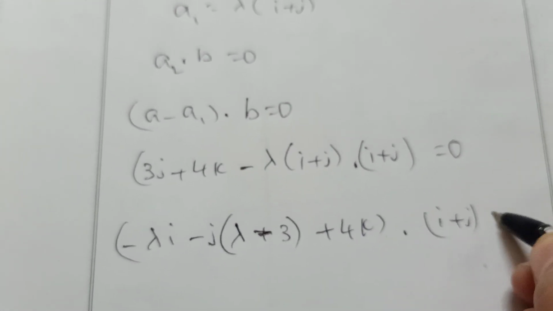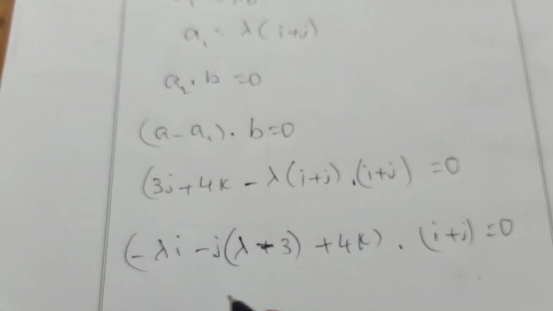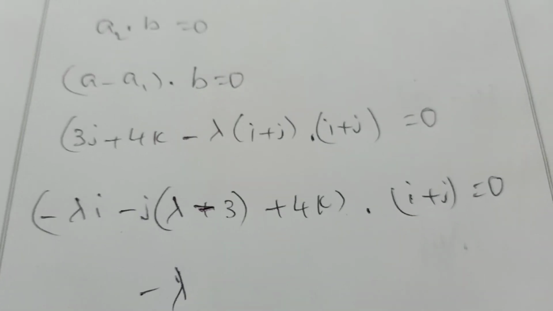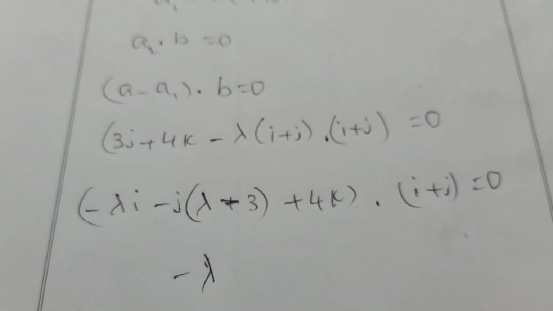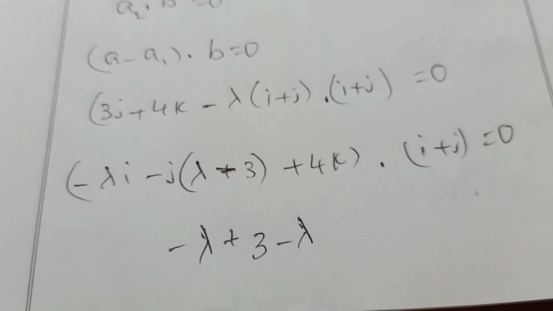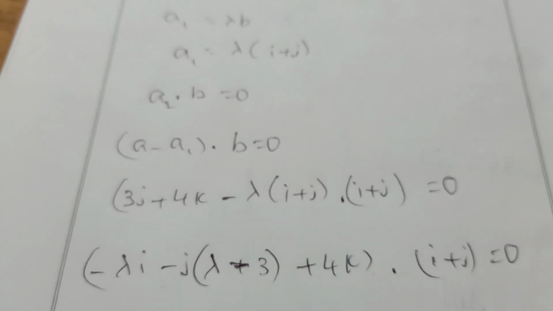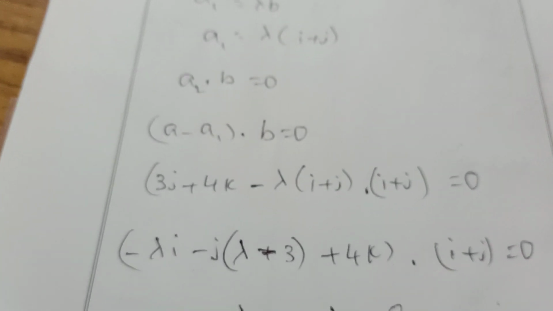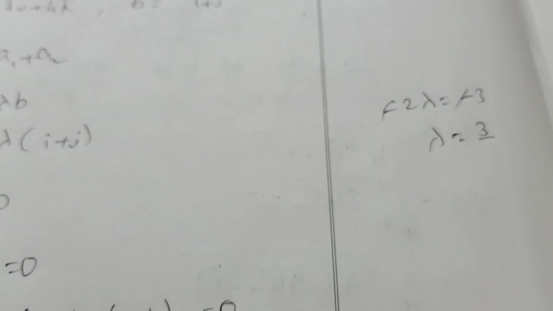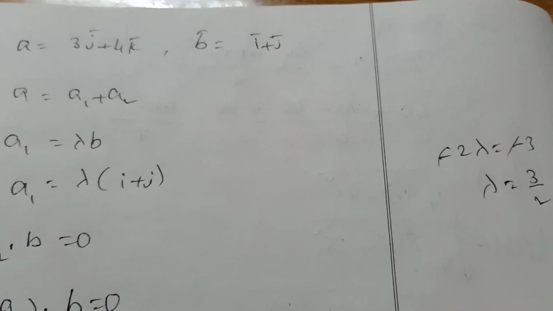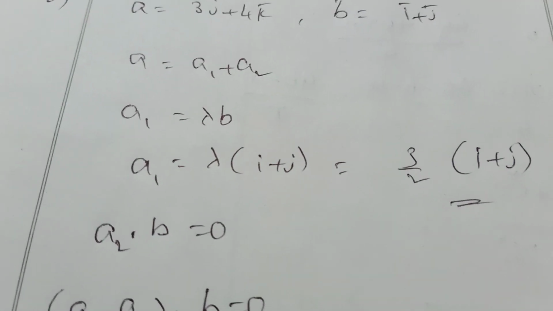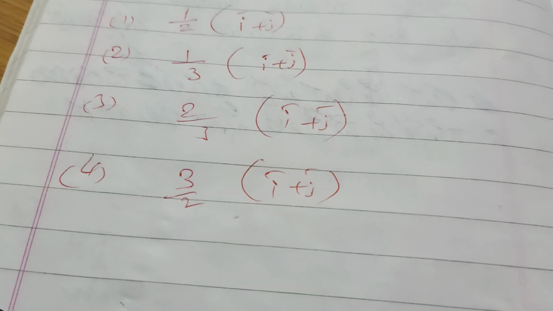Dot I plus J. Tell me, I plus J formula: coefficient into coefficient. Means minus lambda into J coefficient, minus lambda into minus 3. So minus lambda plus 3 minus lambda equal to 0. Minus 2 lambda equal to minus 3. Minus minus cancel, lambda equal to 3 by 2. Now 3 by 2 you got, then write down A1 bar is the question: 3 by 2 into I plus J. This is the final answer. Option is C, 3 by 2, means fourth option.